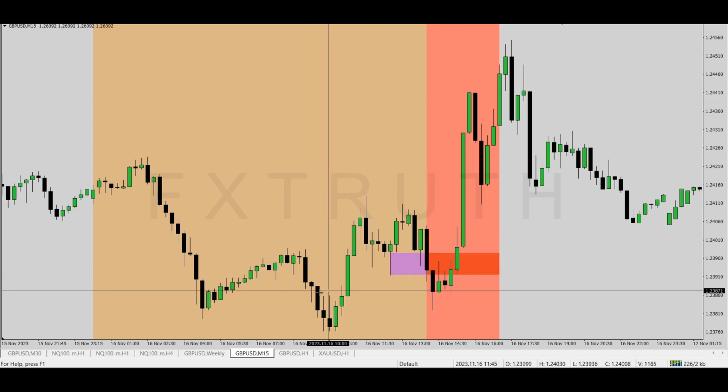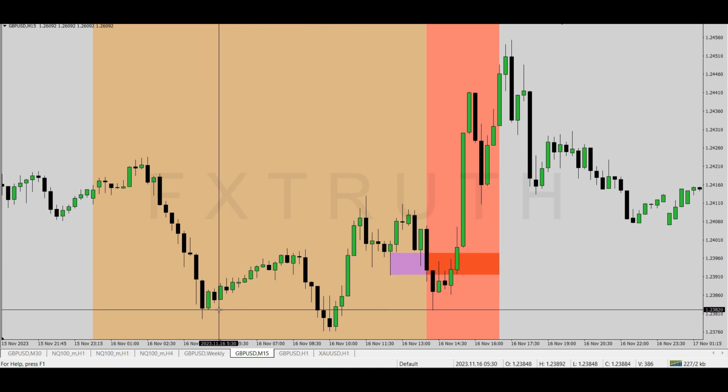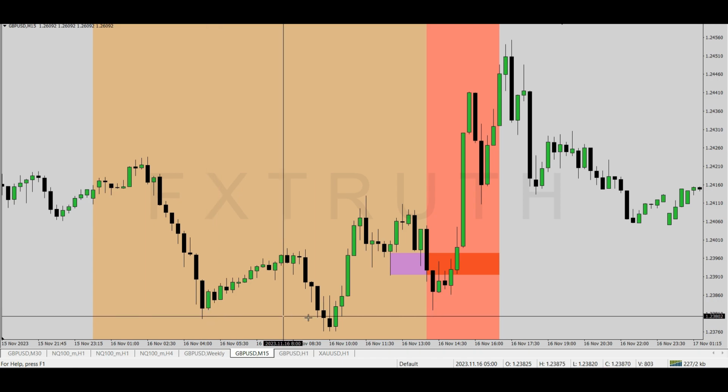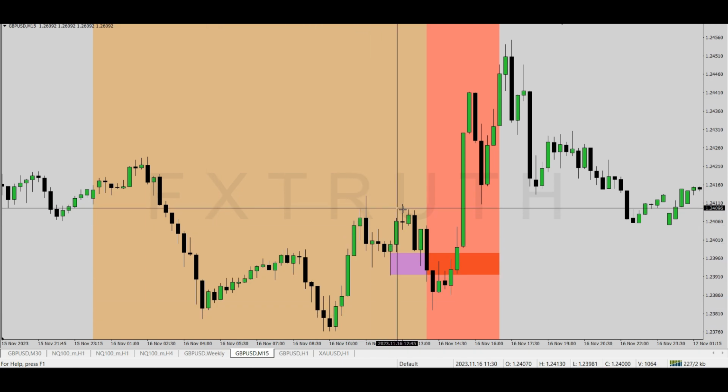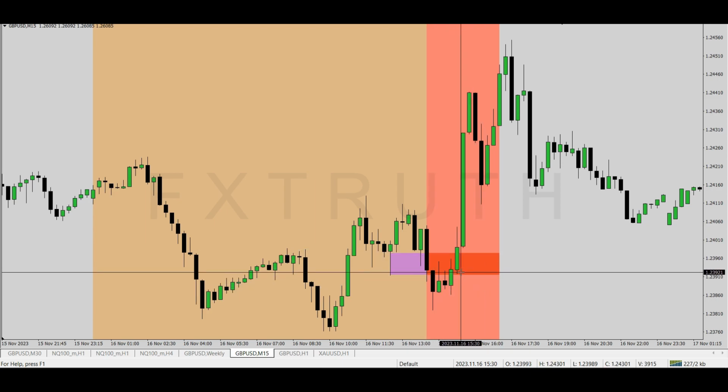But if you focus on the London session, this is the London session. You can see price came here, took out this particular low on the sell side, and displaced to the buy side. So price is coming down, retracing into the New York session. Mind you, the idea is you want to focus on that retracement in the New York session.